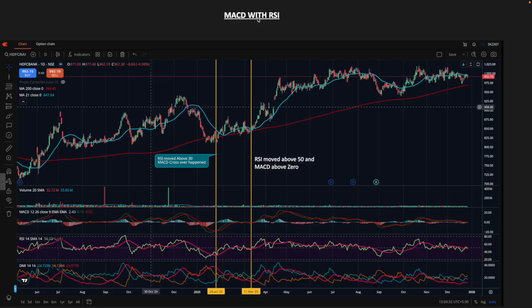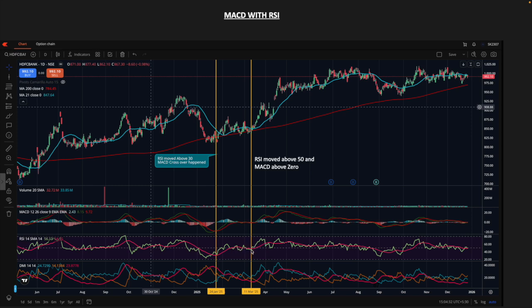So how do you use MACD with RSI? A simple example. As we have already explained, if the RSI starts trending up from the value 30, which is the oversold value, and starts moving up, 50 is the neutral zone.